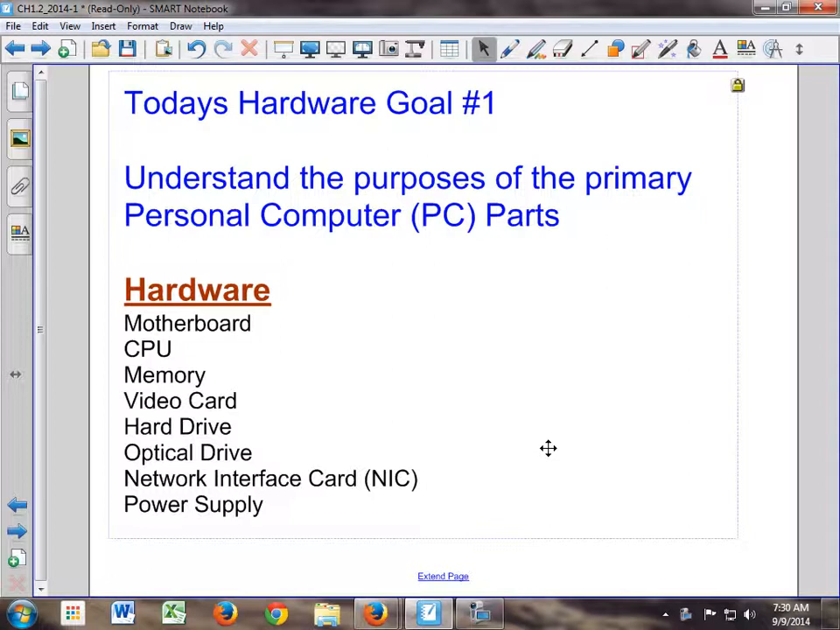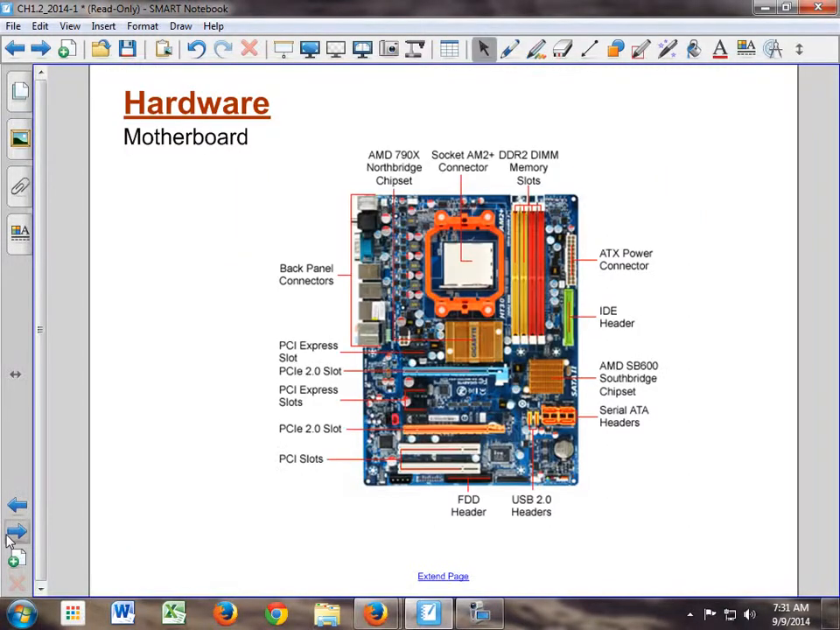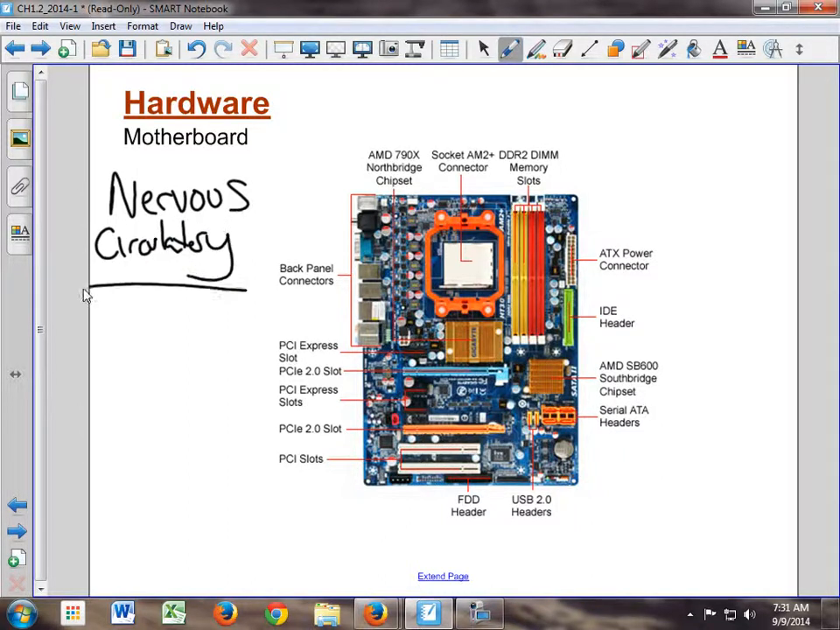The idea today, or of this section, is a big picture of everything. So this is a typical motherboard. The motherboard is what connects everything together. You can think of it kind of like the nervous system, or the circulatory system of the PC. If it's not connected to the motherboard, it's not part of the PC.